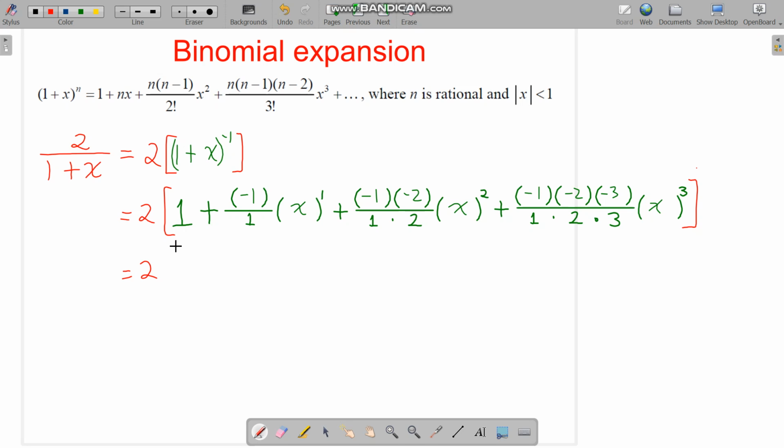So it's 2 times 1 minus x plus x squared minus x cubed, and so on. And therefore the final answer, where we multiply everything by 2, is 2 minus 2x plus 2x squared minus 2x cubed.